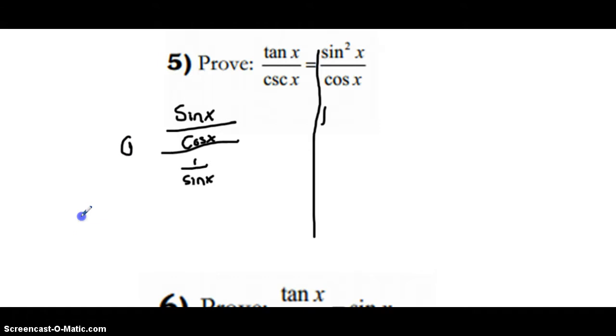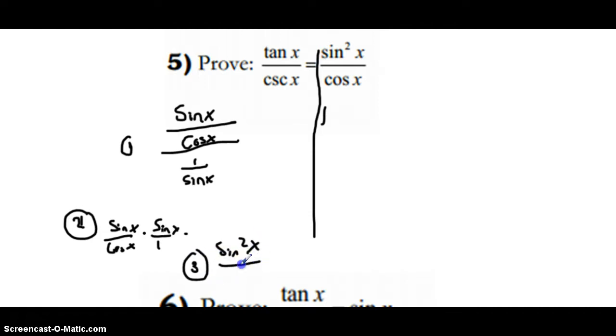Now the second thing to do is, since this is two fractions, we're going to flip and multiply. So we're going to do sine x over cosine x times sine x over 1. When you multiply these two together, we get sine squared x over cosine x. And if we look at these, they're equal, so we say that they're equal to each other, and we have done our proof. Check.